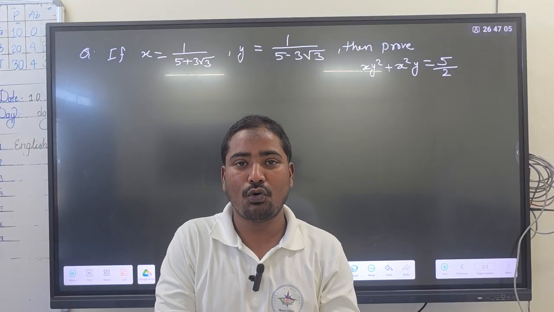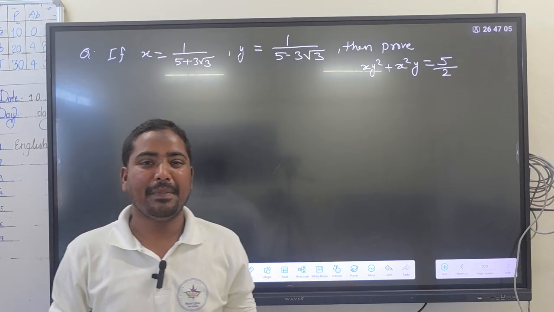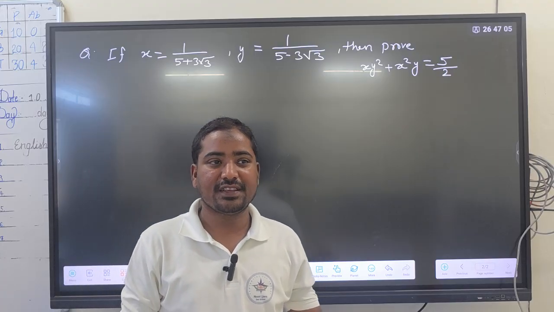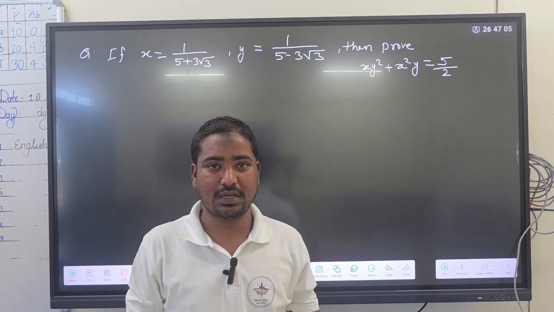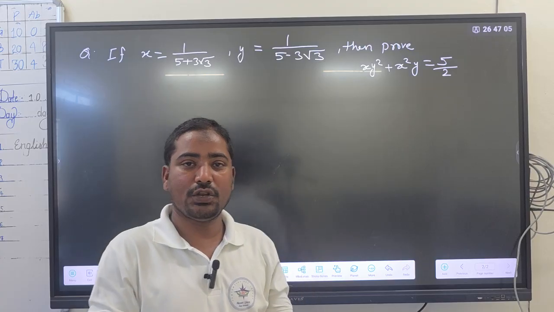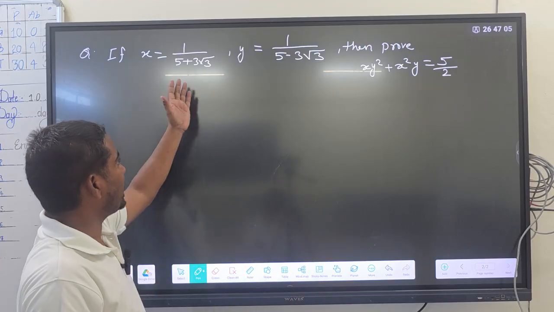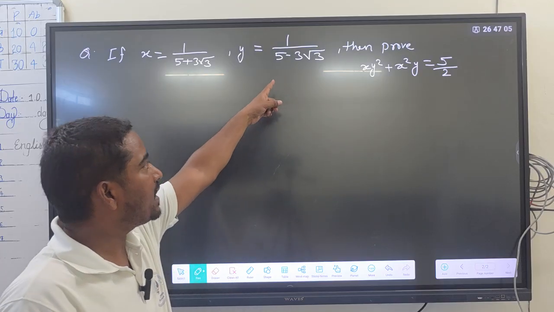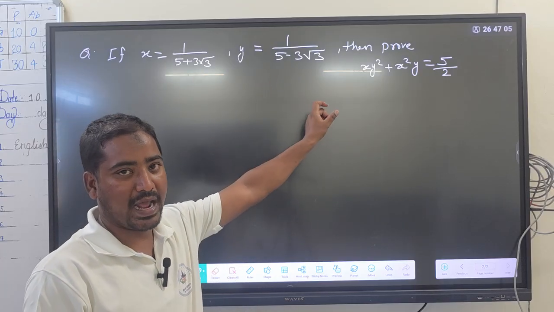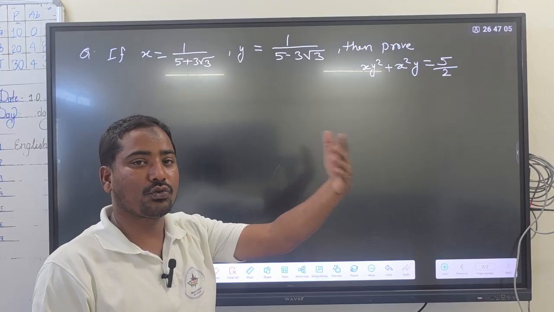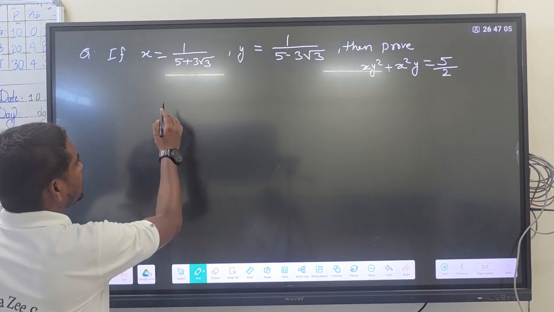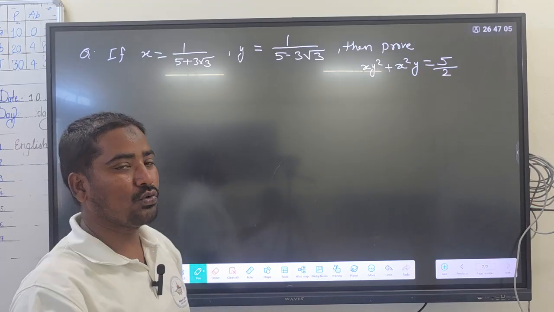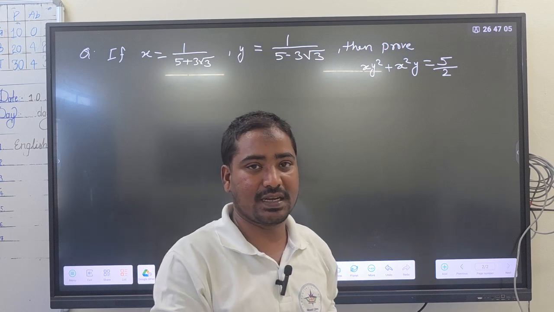And for this we know very well that we have one method that we have studied, that is called rationalization. So first by doing rationalization of x and y, we will eradicate this root, and then we will see what to do. Now see, our first step will be to rationalize the value of x and y.